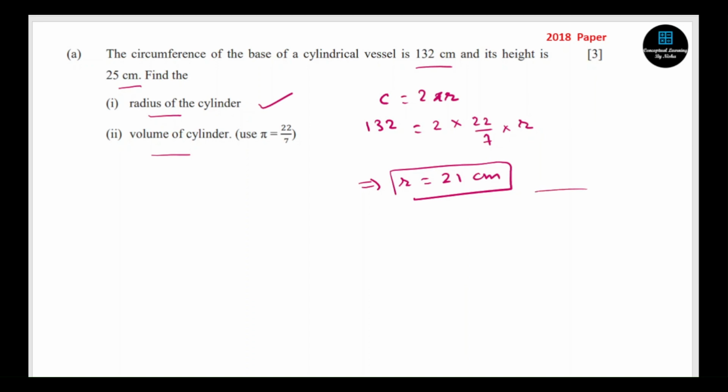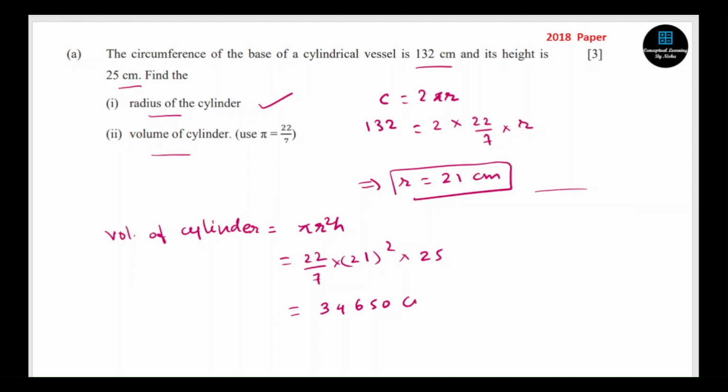Alright. And now the volume of the cylinder. Very straightforward question. So volume of cylinder, you'll get your final answer. H is 25. And when you simplify, you'll get the correct answer in centimeter cube. Don't forget to write the unit as well.